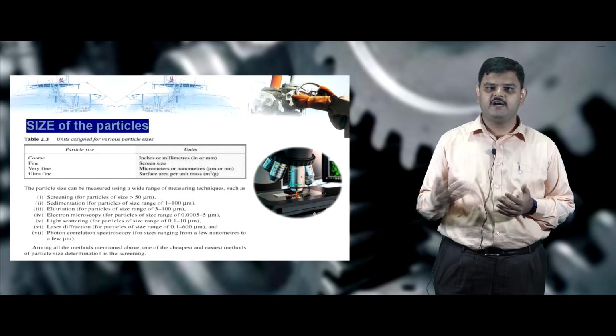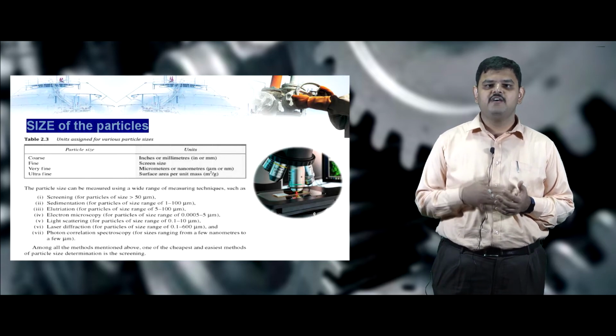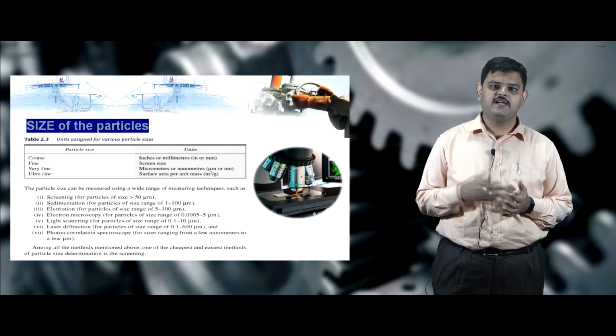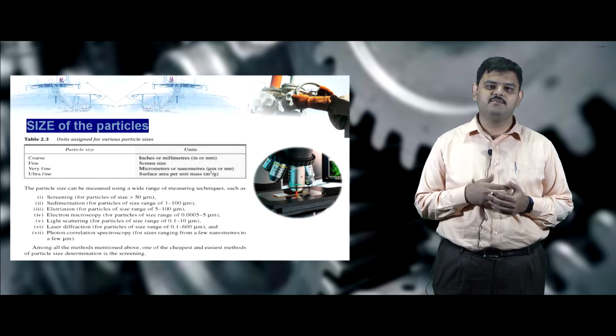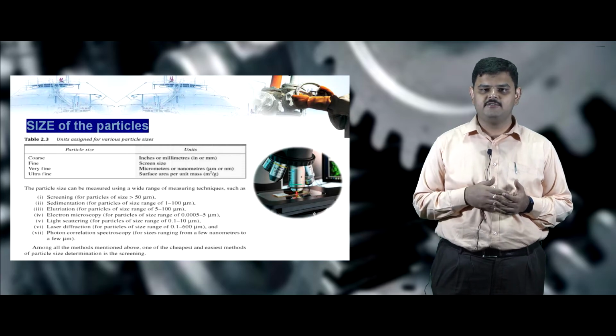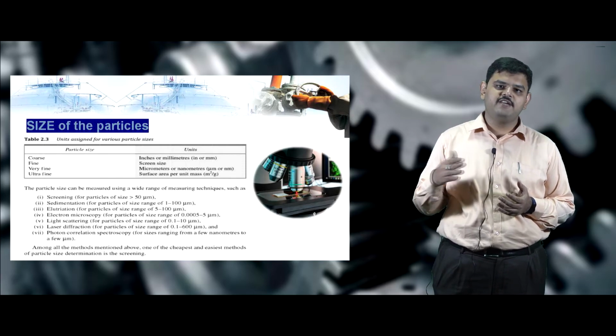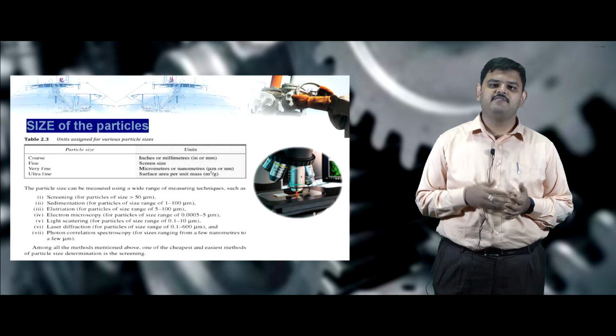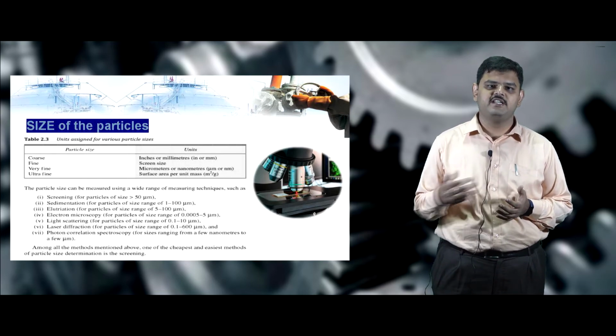There are 4 types of particles. They are coarse particles, fine particles, very fine particles, and ultra fine particles. The coarse particles are assigned with the units of inches or millimeter. The fine particles are assigned with the units of screen sizes. The very fine particles are assigned with the units of few micrometers or nanometers. The ultra fine particles are assigned with the units of surface area per unit mass.